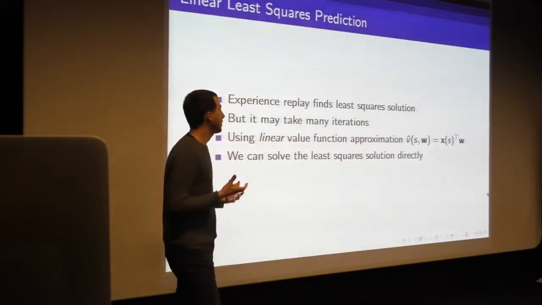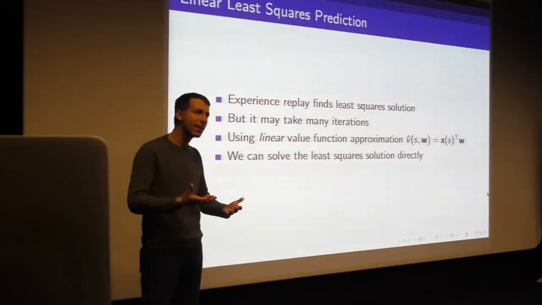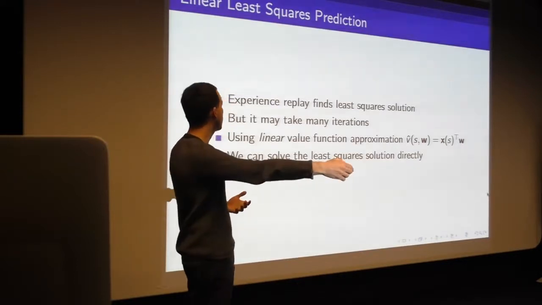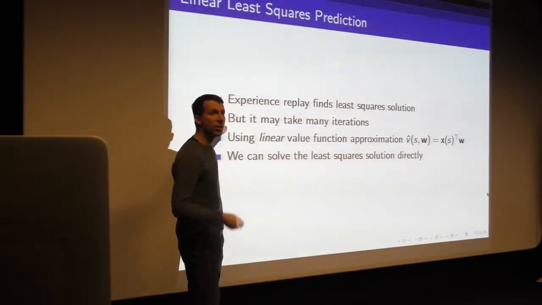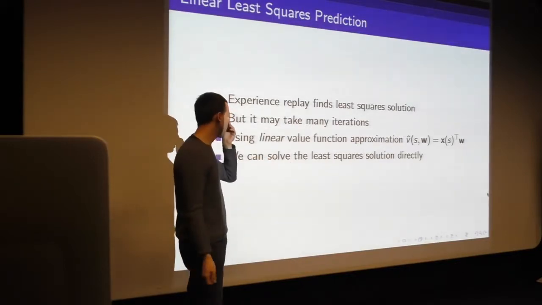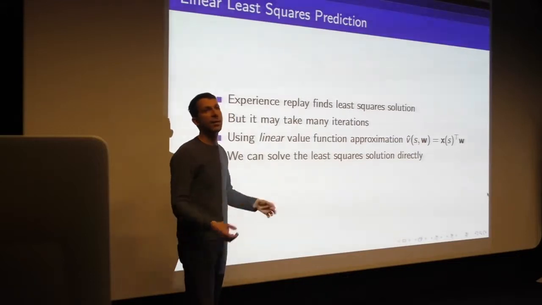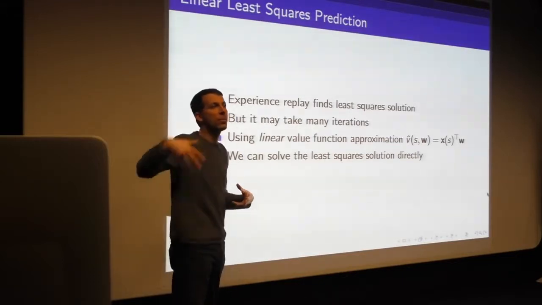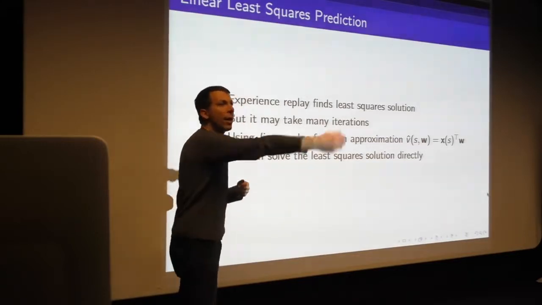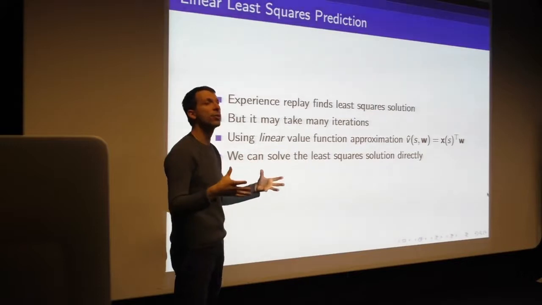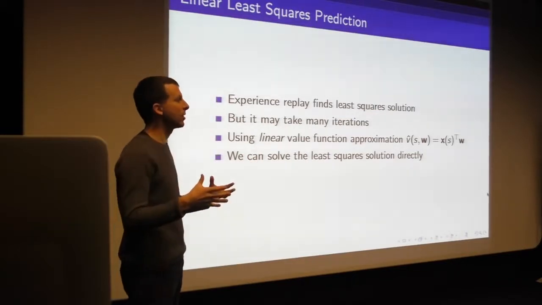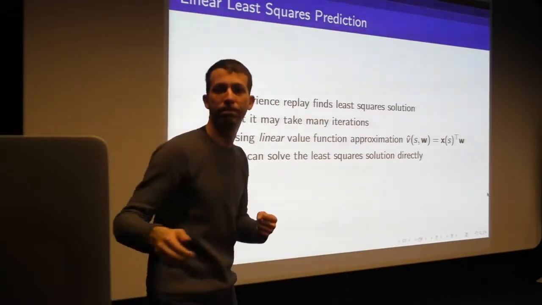So why should we care about this? We have this method of experience replay. It's very effective. It's incremental. It's anytime. You do as much replay as you want, and you get closer and closer to the solution. But sometimes it can take many iterations to really get to that least squares solution. And if we really are using linear function approximation, then with more computation per iteration, you can do a little bit more in one step and jump all the way to the correct least squares solution, in closed form. So you can do your policy evaluation step in one jump.